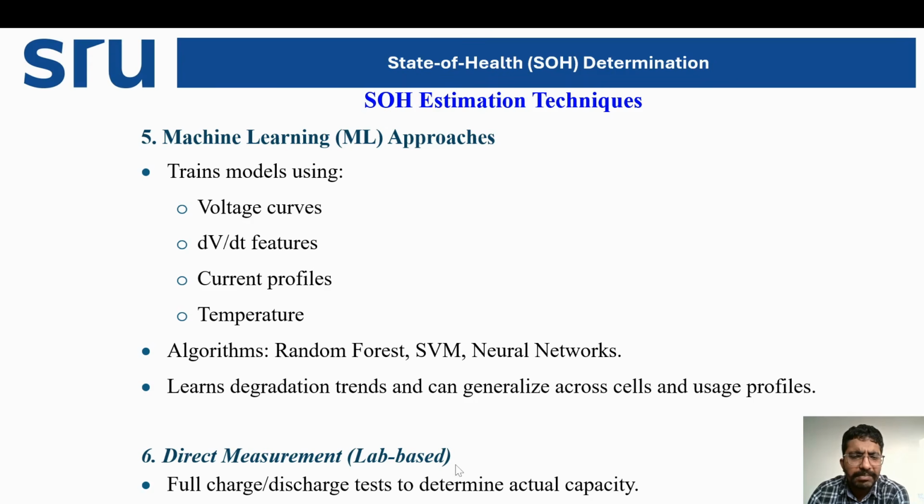Then direct lab based measurements are also possible. Full charge discharge test to determine the actual capability. So make the battery fully charged, note down the duration and use the battery so that discharging takes place, note down the duration, how quickly it is getting discharged. Through that analysis also, if a proper record is maintained, definitely it will be able to estimate the state of health of the battery. So accurate but time consuming. So multiple charging discharging cycles will be observed. That's why it is more time consuming, impractical for real time use.